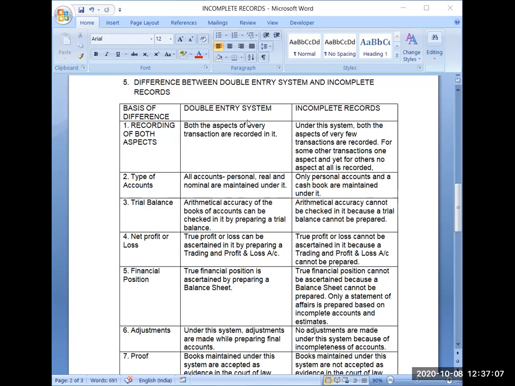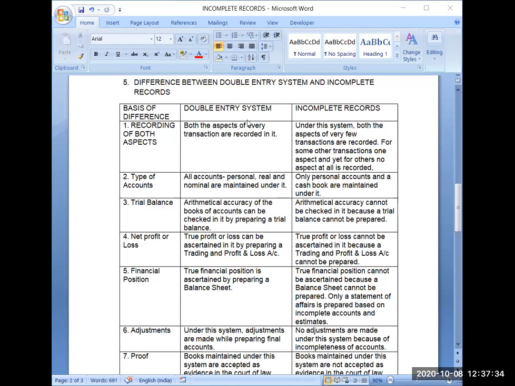Otherwise, you are recording the transactions as per your convenience. For some other transactions, one aspect, and yet for others, no aspect at all is recorded. As I gave you the example in the morning, if you are purchasing, you will not be recording it anywhere. You will be just keeping the bill in your file, or you will be noting it down somewhere, and whenever the due date will come, you will just pay it.